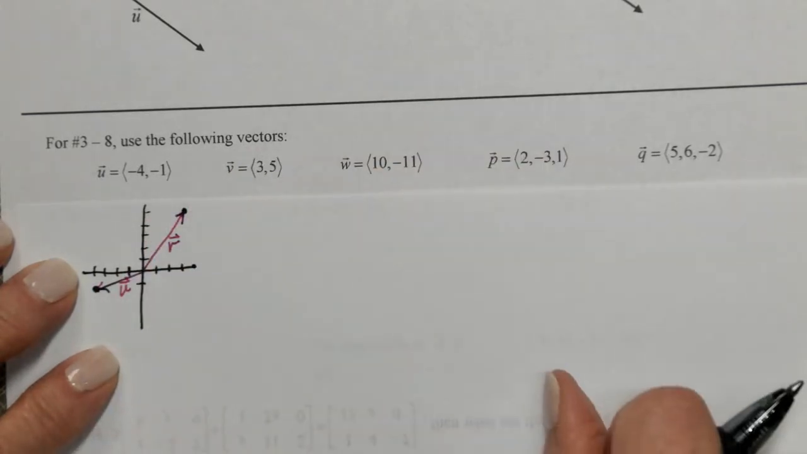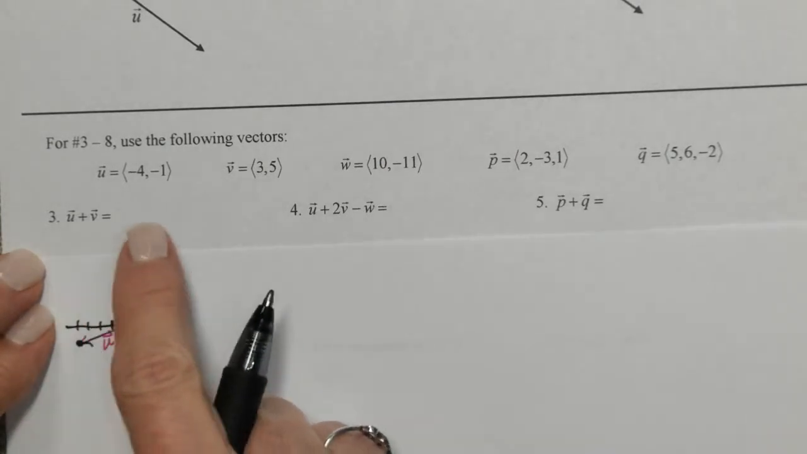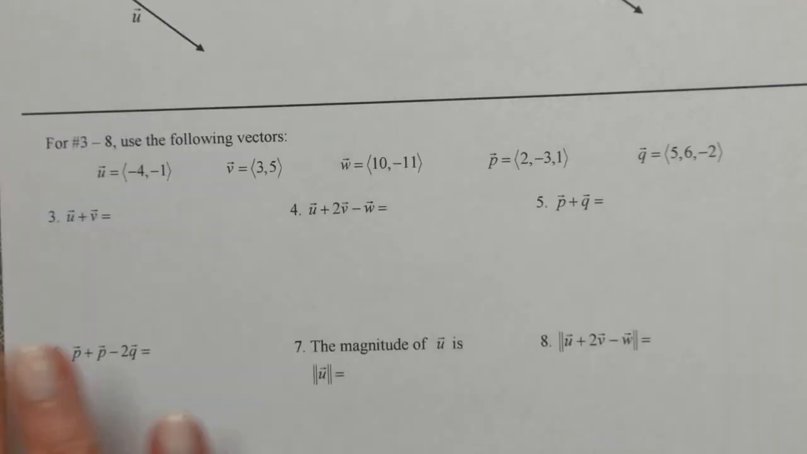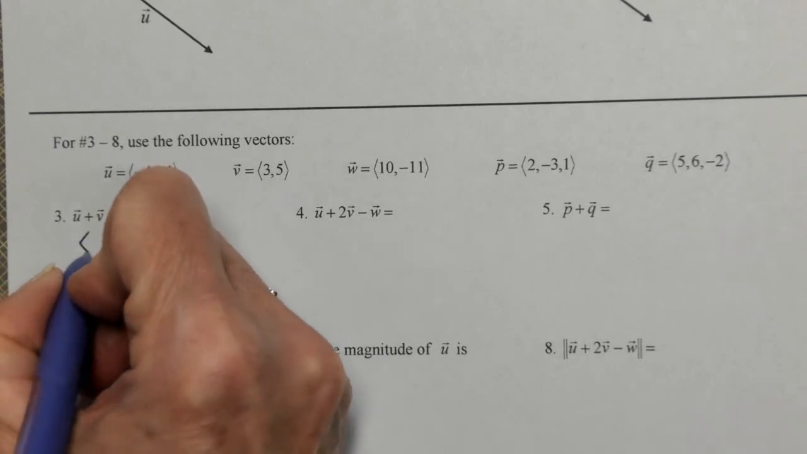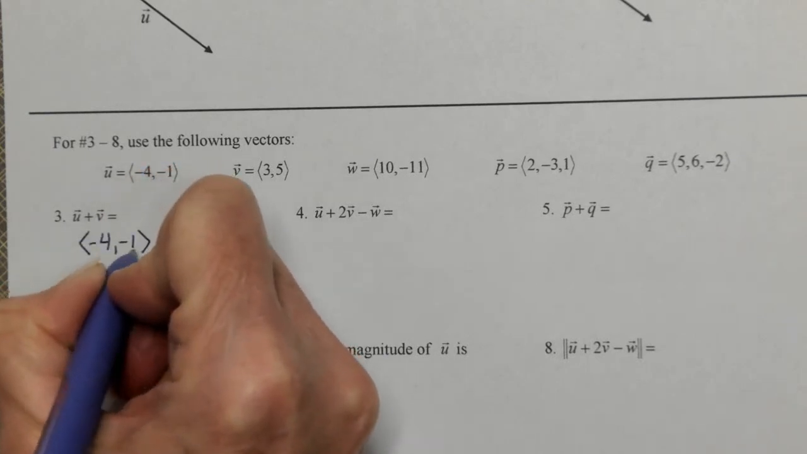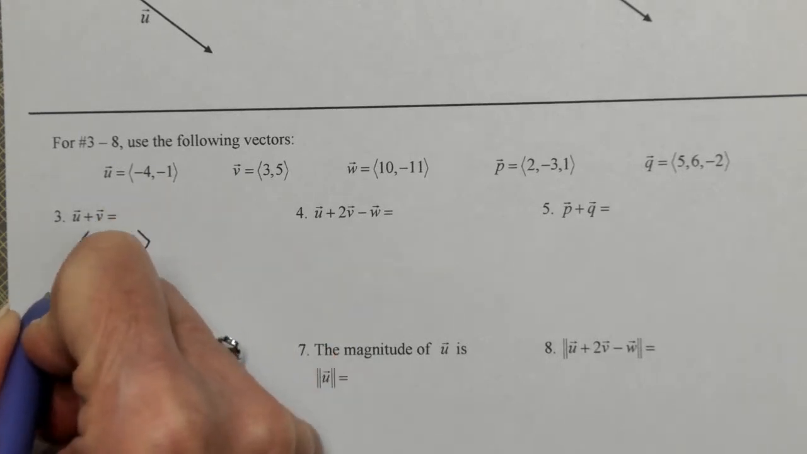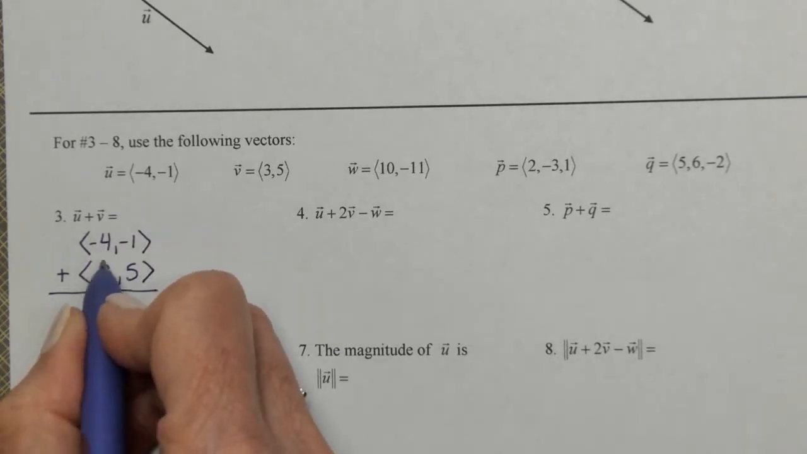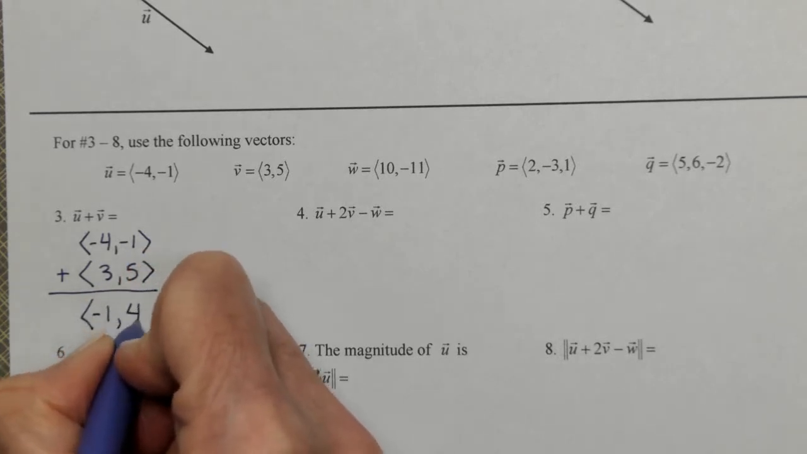When we add these two together, we could do it visually, but we can also do it very easily algebraically. Algebraically, we very simply add their coordinates together. So here is vector u, here is vector v. We add the horizontal coordinate and the vertical coordinate. So this will be -1, 4.